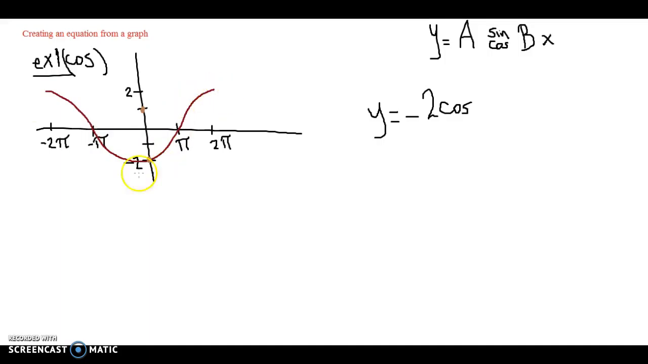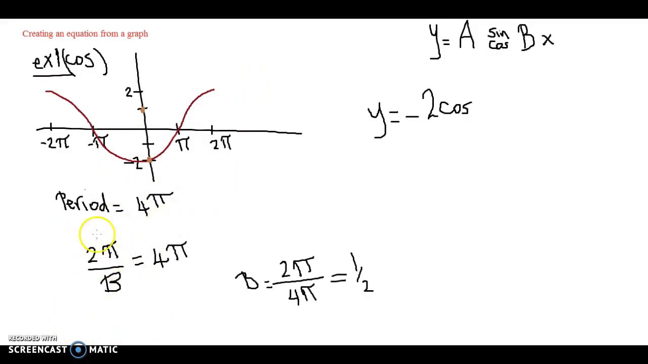Another way to figure out the period is to look at the entire graph and figure out the length horizontally along the x-axis. I have negative 2 pi over here in the negative direction of the x-axis, and another positive 2 pi over here, so I have a 2 pi distance in the negative direction and a 2 pi distance in the positive direction to complete a full cycle of cosine. So I have a 4 pi period.